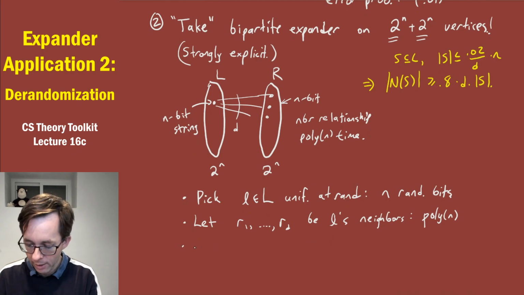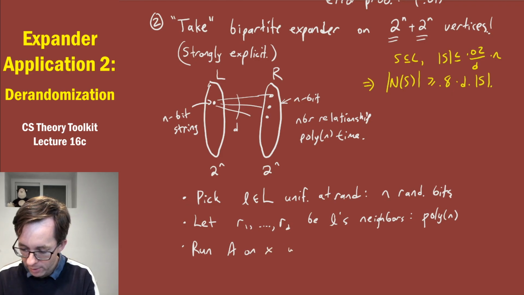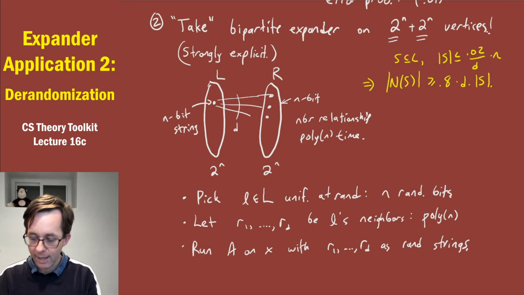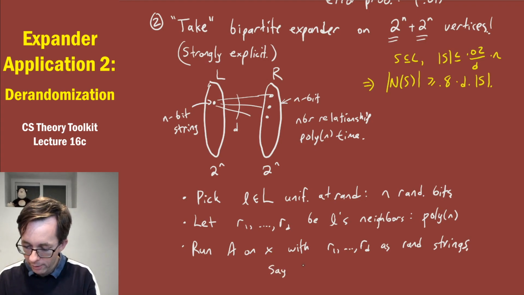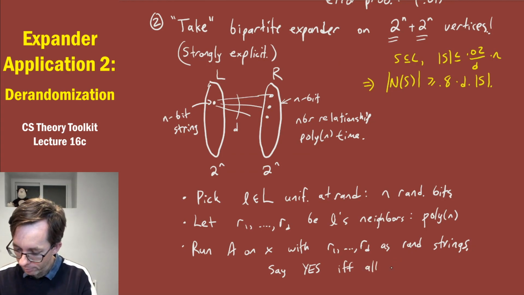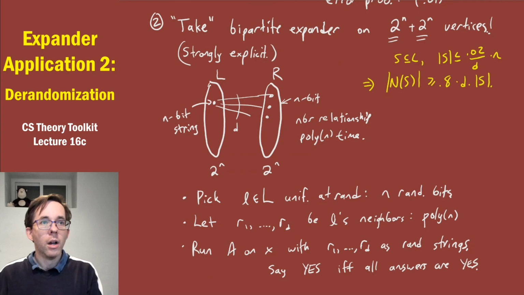So we just run our randomized algorithm A on X with random strings R1 through RD. These are n-bit strings. And we do the usual thing, right? If they all say yes, then we overall output yes. Otherwise, if one of them says no, we can output no. We say yes if all answers are yes.